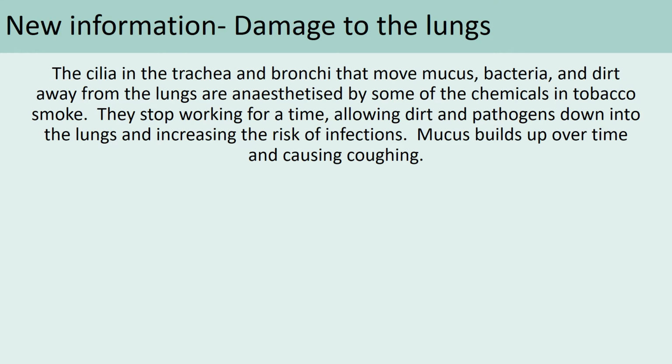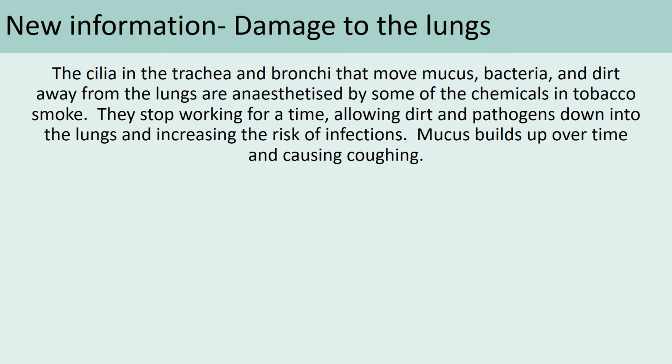Now we're going to be looking at some specific examples. This one has been mentioned in previous lessons. We're going to be looking at the cilia, which are those specialized cells in the trachea. They have those hair-like projections, and they're the ones that waft up all of that mucus. So we're going to start off looking at damage to the lungs. So the cilia in the trachea are the ones that are important at moving that mucus, which contains bacteria and dirt, viruses, fungi as well, all of those pathogens, and they're moving it away from the lungs.